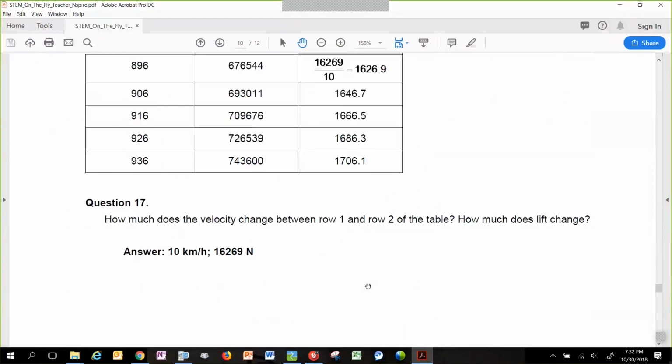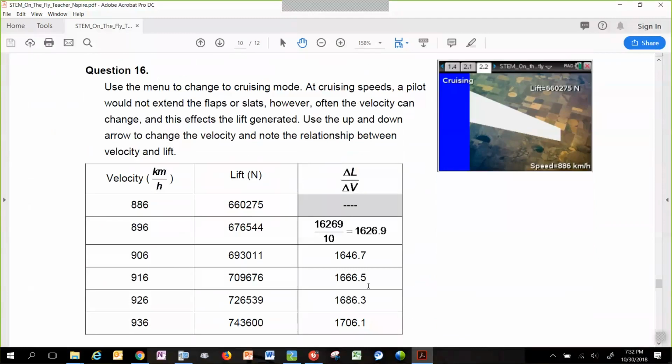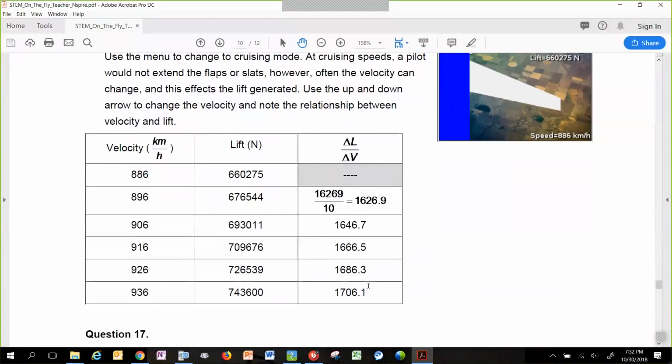So, the relationship between lift and velocity: as students go through that same sort of table exploration, they'll notice that the ratio of lift to velocity is actually increasing in value. As velocity increases, lift is increasing at a greater and greater rate each time. So we're going faster and faster, and we're increasing lift, but we're increasing it at less and less each time. So it's not linear.